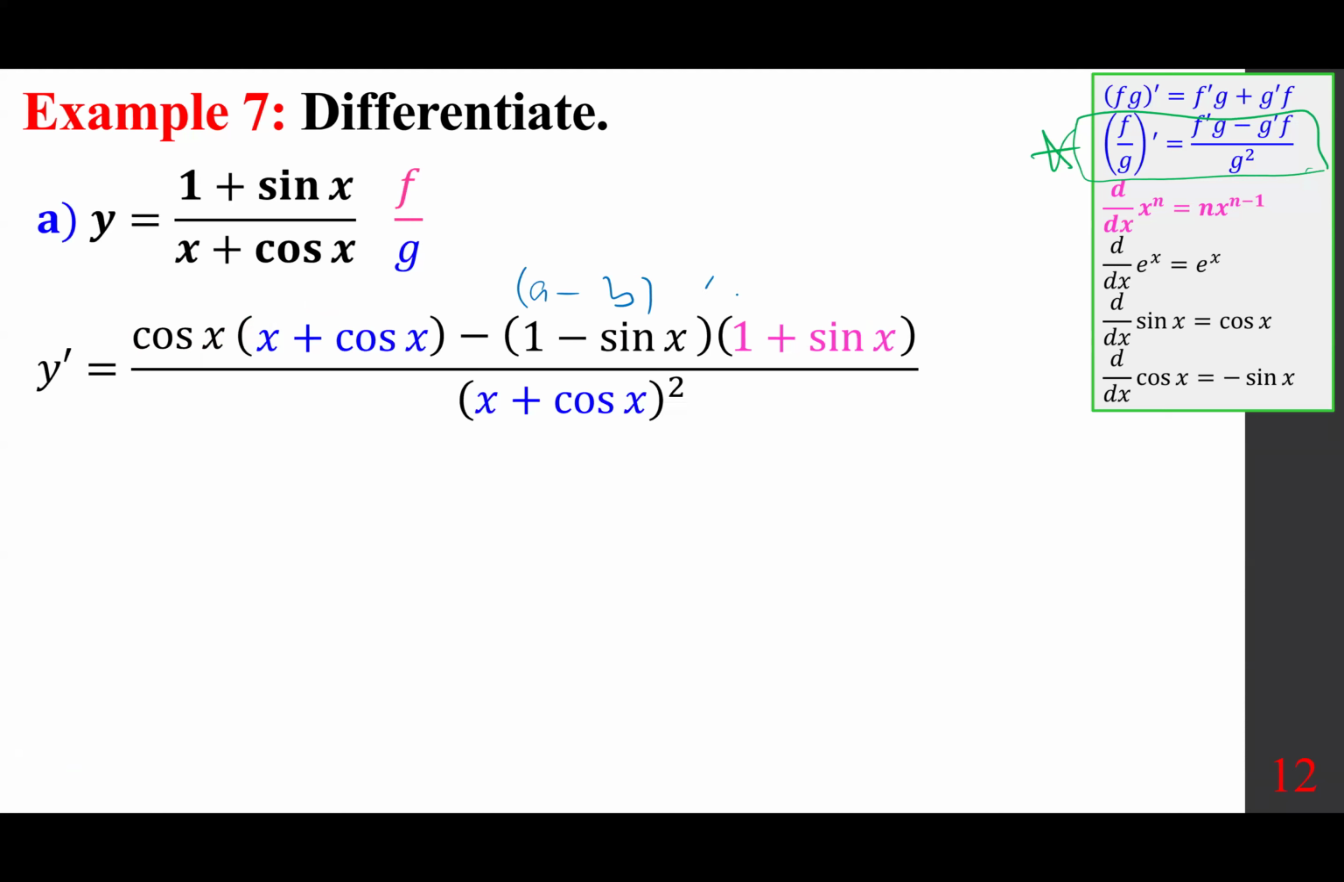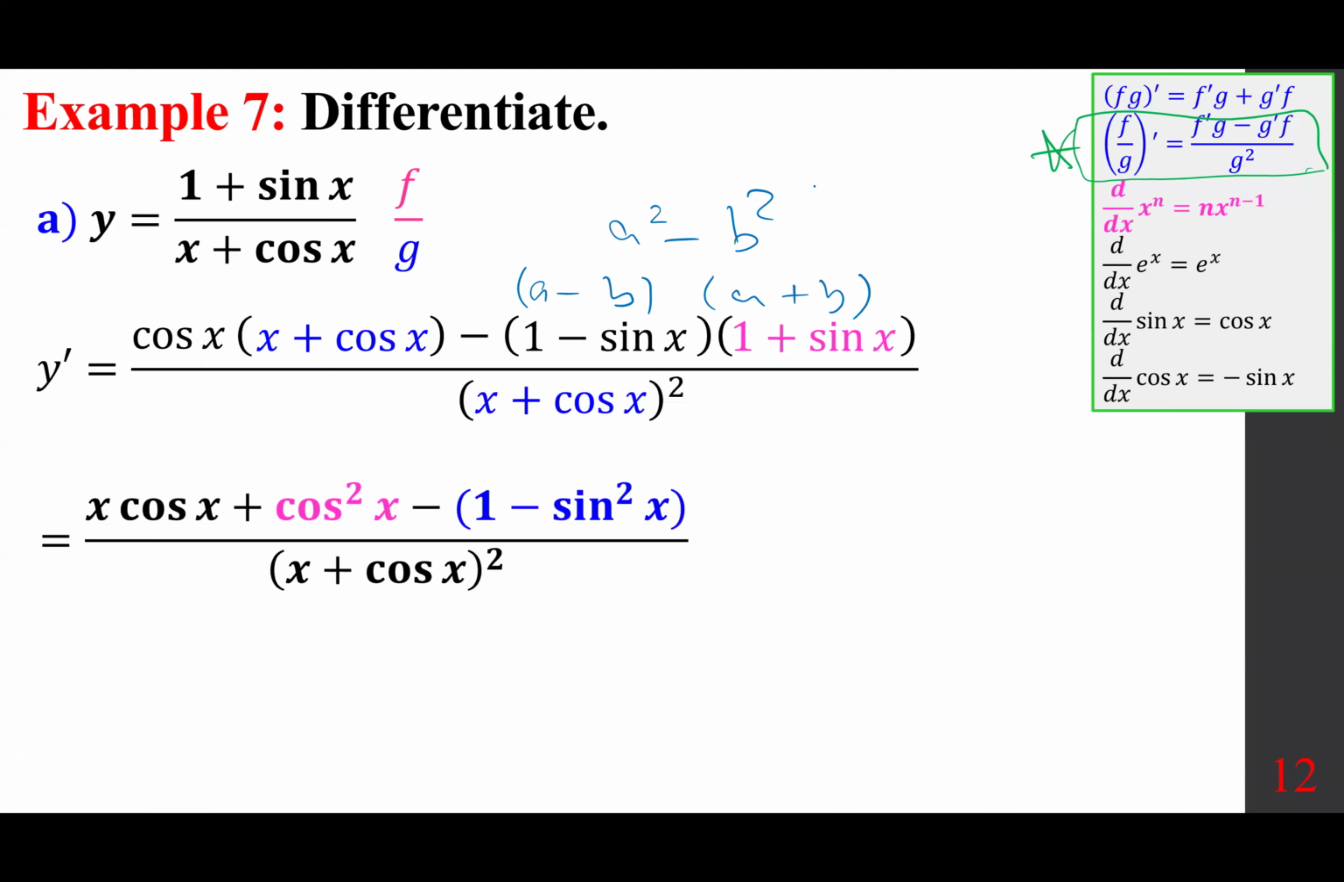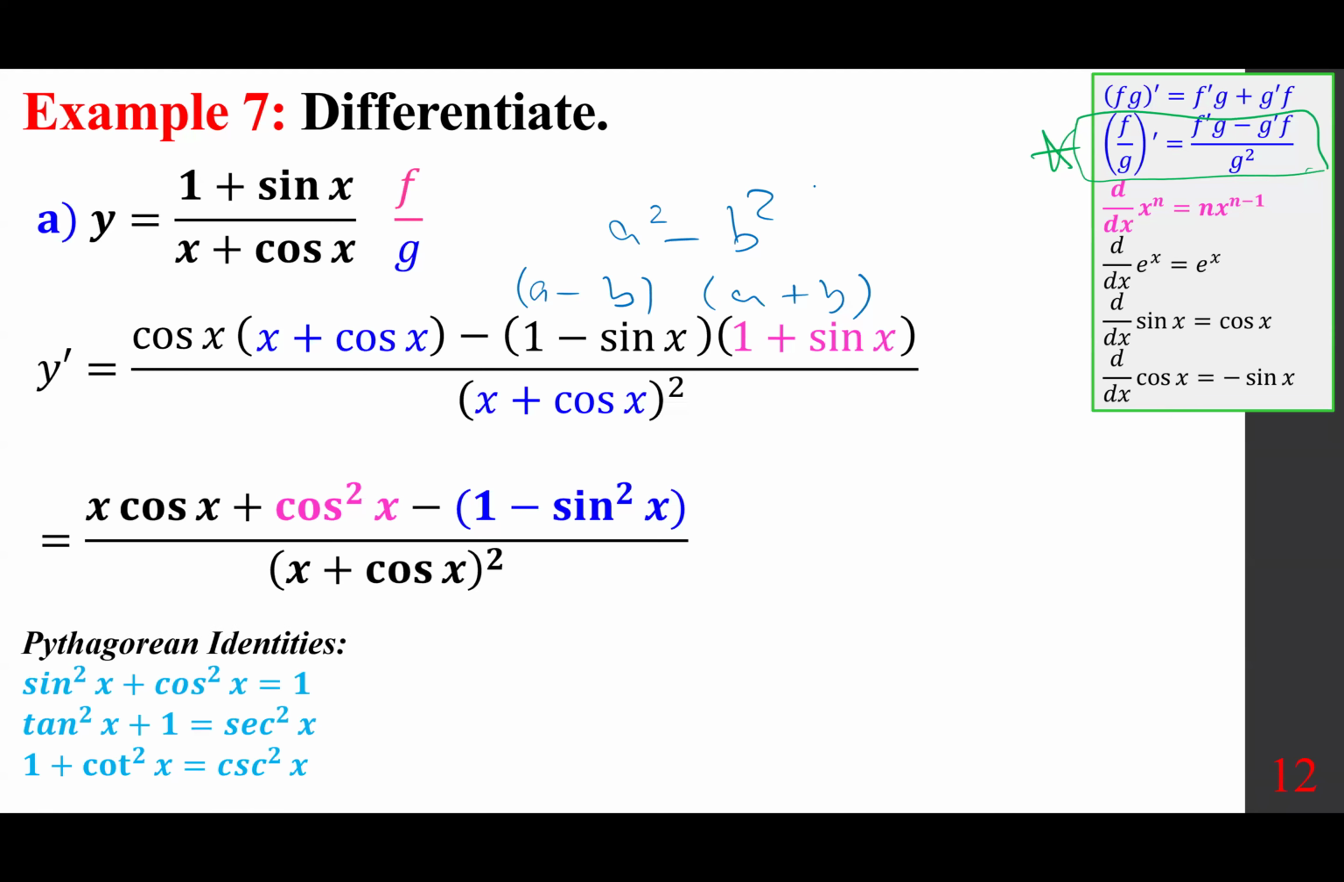A minus b, a plus b gives you a squared minus b squared, or 1 minus sine squared. Now, a bunch of identities from trigonometry are known as Pythagorean identities. Sine squared plus cosine squared equals 1. Tan squared plus 1 is secant squared. 1 plus cotangent squared equals cosecant squared.